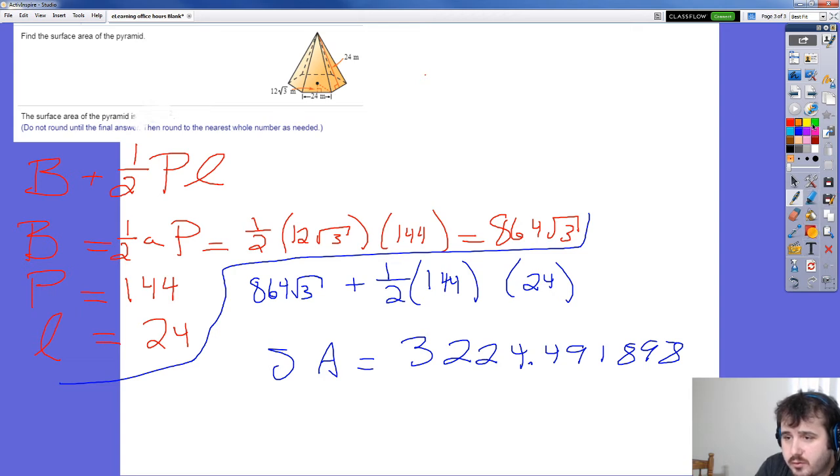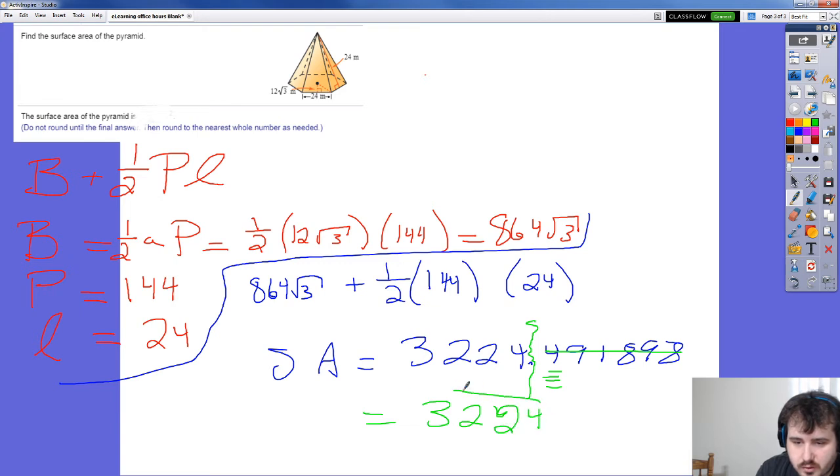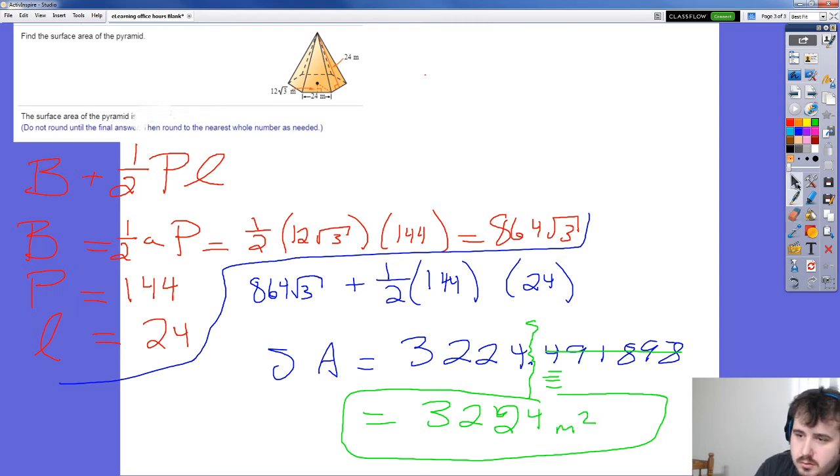Since I want to round to the nearest whole number, I'm looking at that decimal spot. That first one, is this 5 or above? No. Truncate. 3,224 meters squared should be approximately my final answer. And when I move that out of the way, hey, look, that's what we should get, right? This is the correct answer. And that's all there is to it.